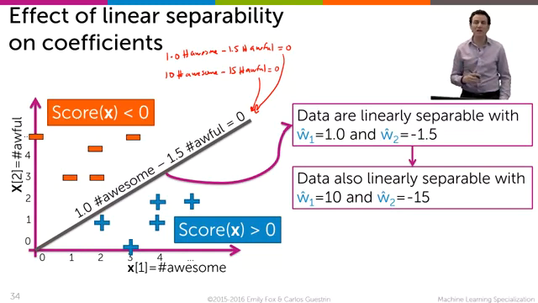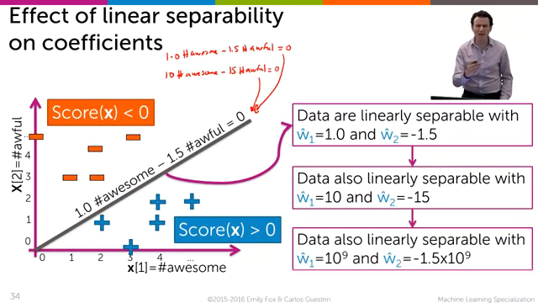If I multiply both sides by 1 billion, I still separate the data in the same way. So 1 billion times number of awesomes minus 1.5 billion times number of awfuls still separates the data. And so whether the coefficients are small or big, we still have a separating hyperplane. So why am I going to get pushed to these bigger coefficients?